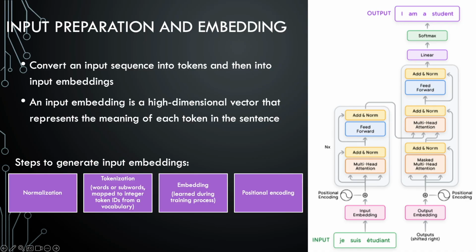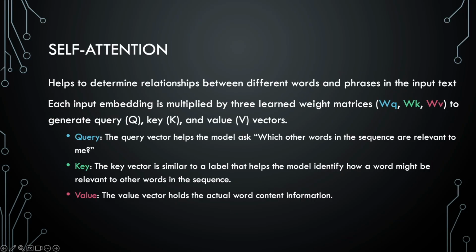In our tokenization step, we perform token ID mapping, where each token gets mapped to a vocabulary ID. After that, we create embeddings by converting tokens to high-dimensional vectors that represent the text's contextual semantic meaning. Finally, we add positional encodings to provide position information, either through explicit vectors or implicit placement. Once we have our input embeddings, we apply the self-attention mechanism. The self-attention mechanism is what determines relationships between different words and phrases in the input text.